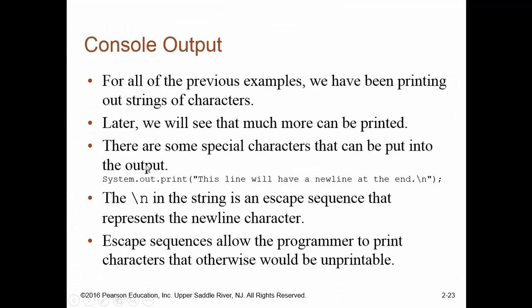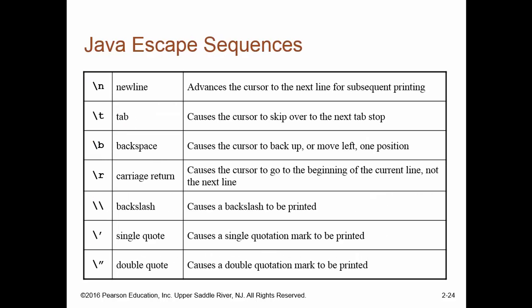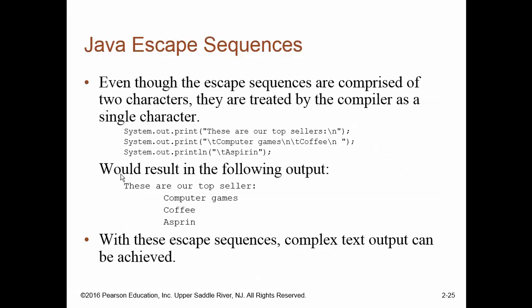The \n is an example of what's called an escape character, and there are several that are shown in the book and on this slide right here. Probably the two you're going to use almost exclusively are the first two: \n for new line, \t for tab. The other ones you might have reason to use, but quite a few of them you might never have reason to use. So there's a bunch of examples here with System.out.print, with tabbing, etc., so you can look at that at your leisure.